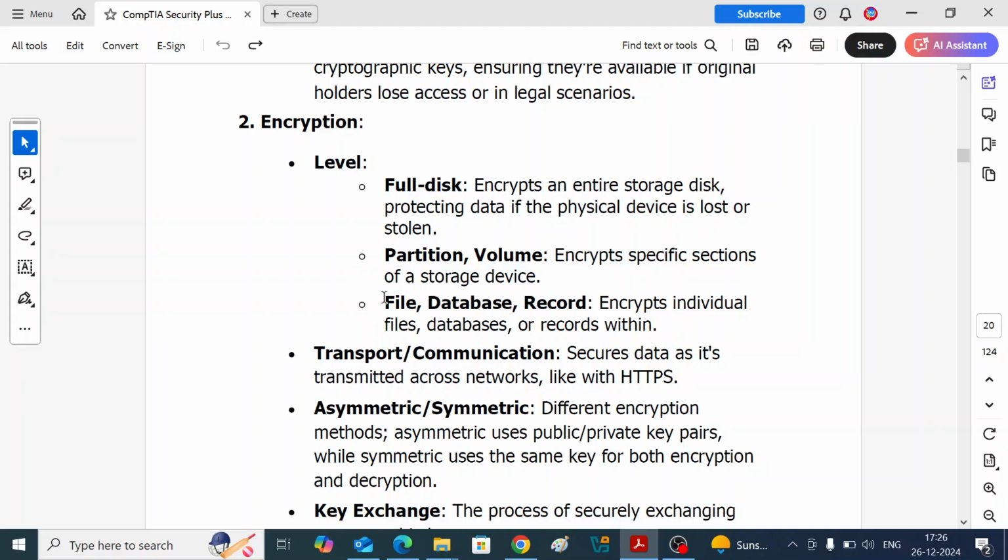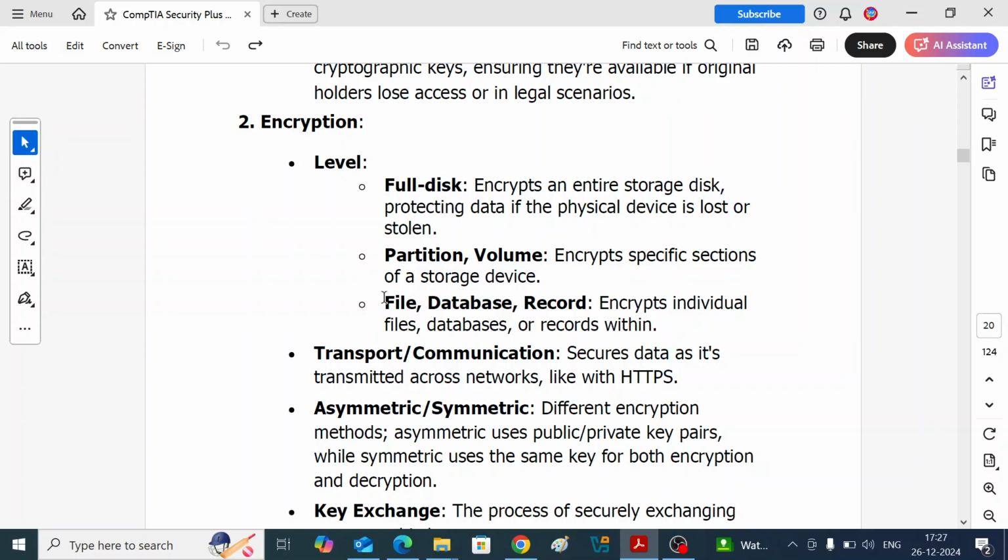So whether it's a full part, a half, a quarter, or probably lower than that, that's how you can understand the encryption when it comes to full disk, partition, or file, database, or record encryption.